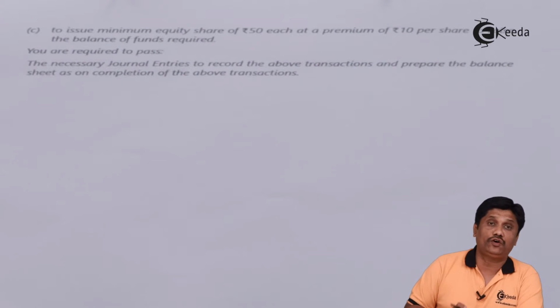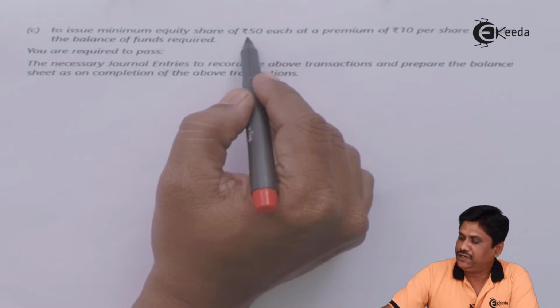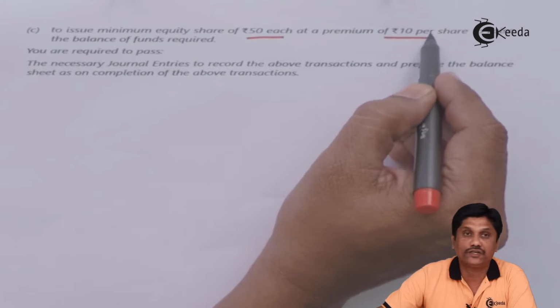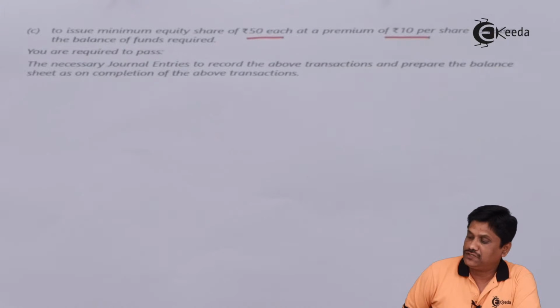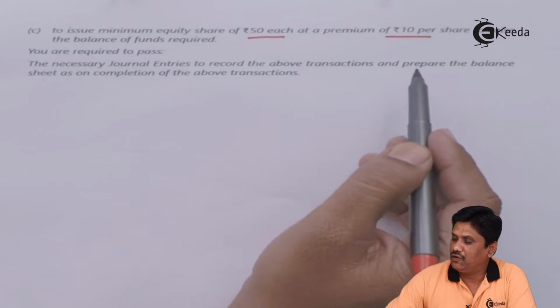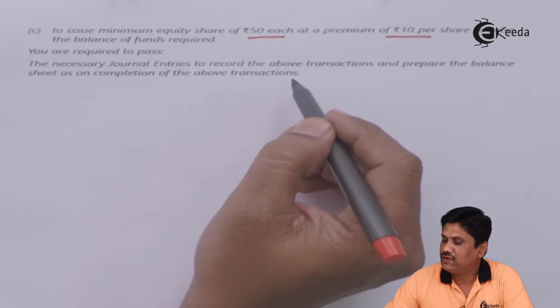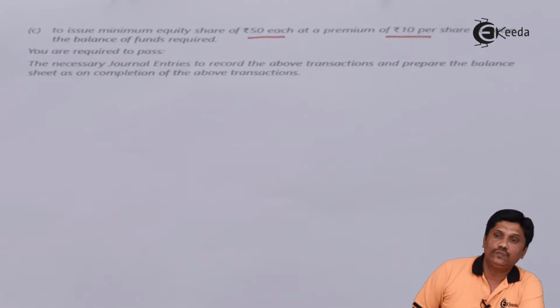That means to the extent shortage is there, they will make a fresh issue of equity shares of rupees 50 each at a premium of rupees 10 per share. So fresh shares will be issued. You are required to pass necessary journal entries to record the above transactions and prepare the balance sheet as on completion of the above transactions. So that we will do.